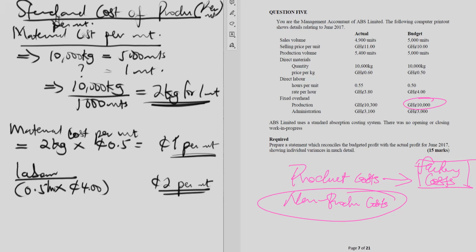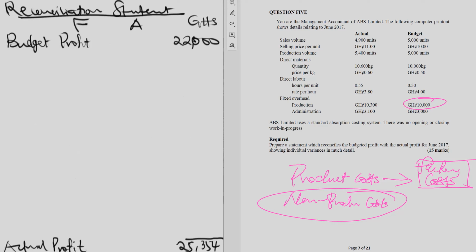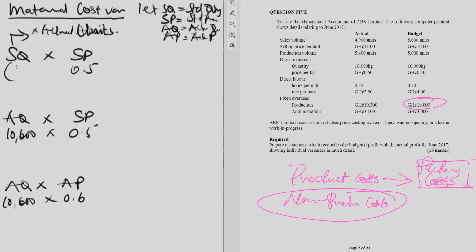So we can just go there and say that 2 kgs were used to produce this. The material cost that we got, the standard, we realized that it was 10,000 for 5,000 units. So 2 kg was used per the standard, but this was per the budget. So we need the actual, right? In that case, we know this was 2 kg, and 2 kg will always be multiplied by the actual units produced, which was 5,400 units.